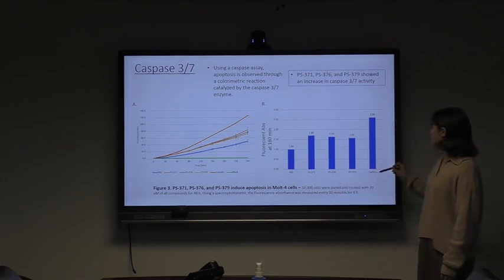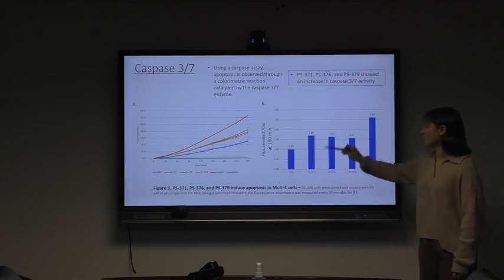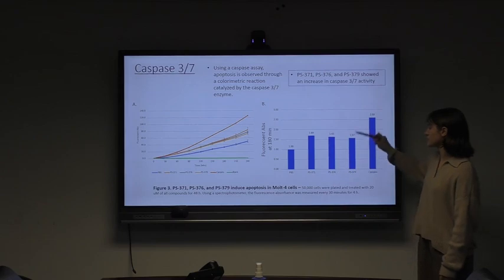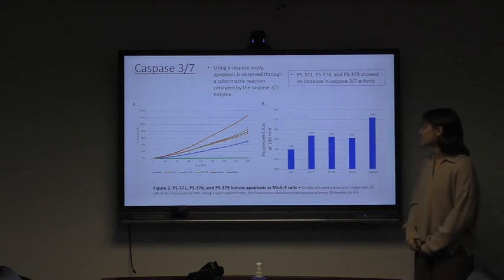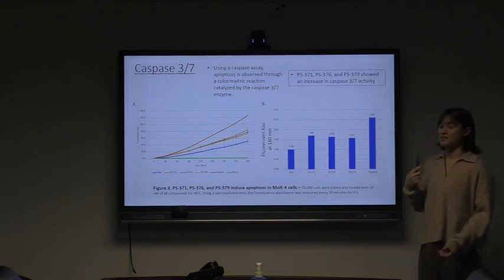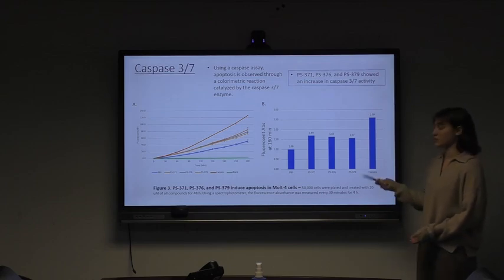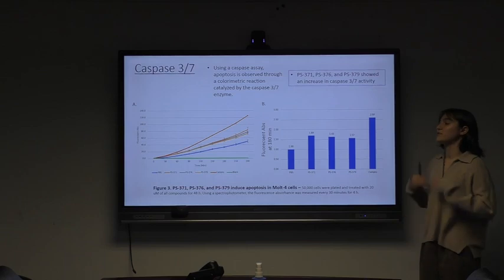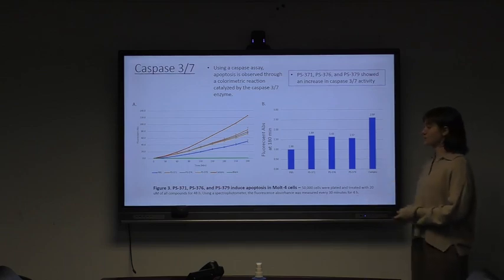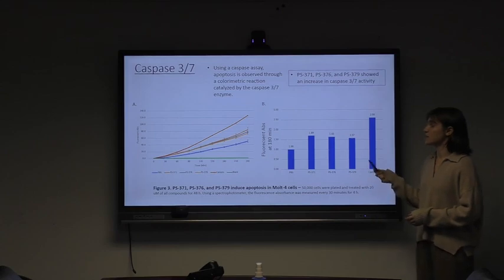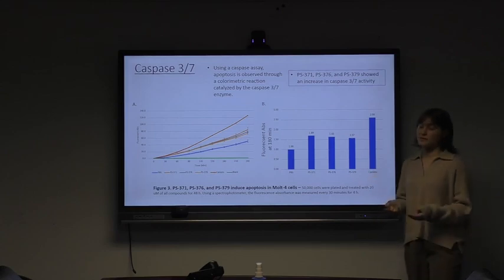And here we are going to observe at 180 minutes, and we see that PBS has 1, while camptothecin has 2.59, and our compounds show an increase compared to our PBS, suggesting that they have an increase of caspase 3 and 7 activity when treated with our compounds. So that further proves that these are undergoing apoptosis. And this is specifically in MOLT4 cells, or leukemia cells.